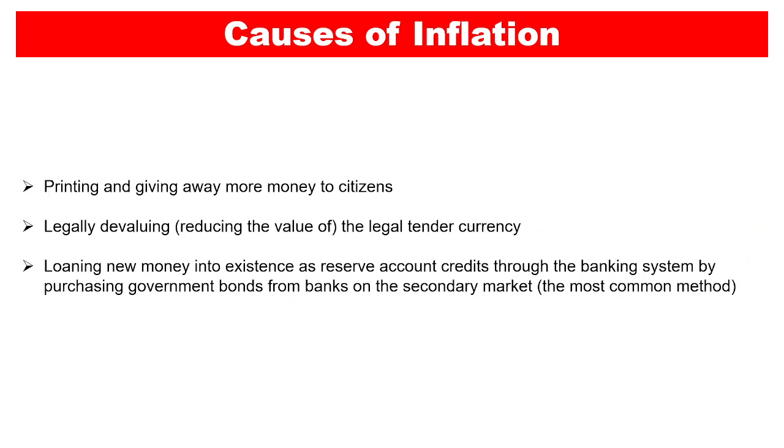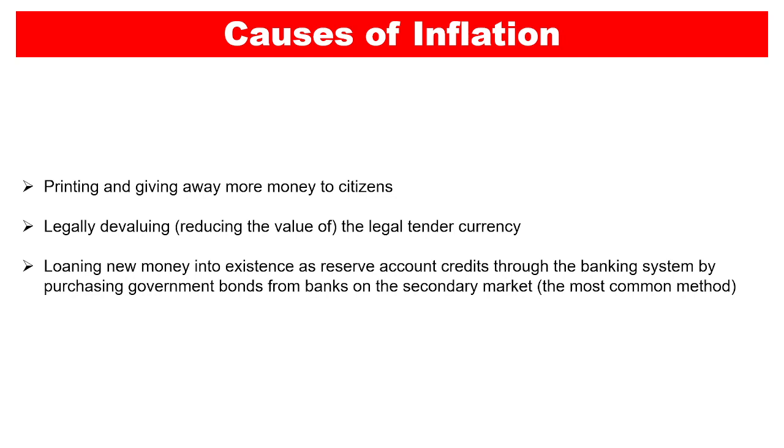Now what exactly are the causes of inflation? First thing is printing and giving away money to the citizens. If you increase the money supply to the citizens, if the central bank prints more money, then what will happen? The supply of money will increase. People will want to buy more goods, and the prices of the goods will rise because the demand for the goods is more.